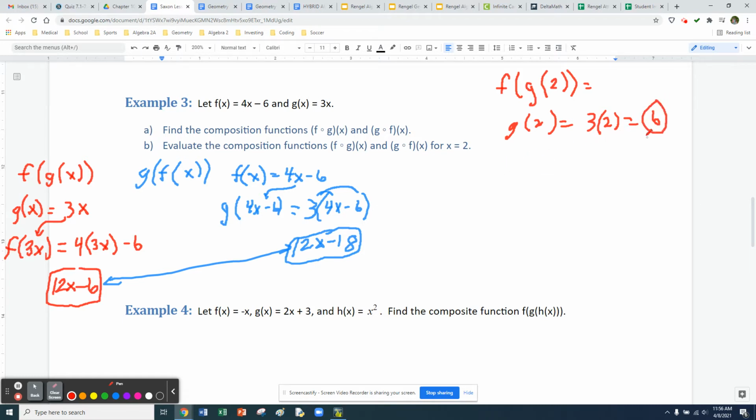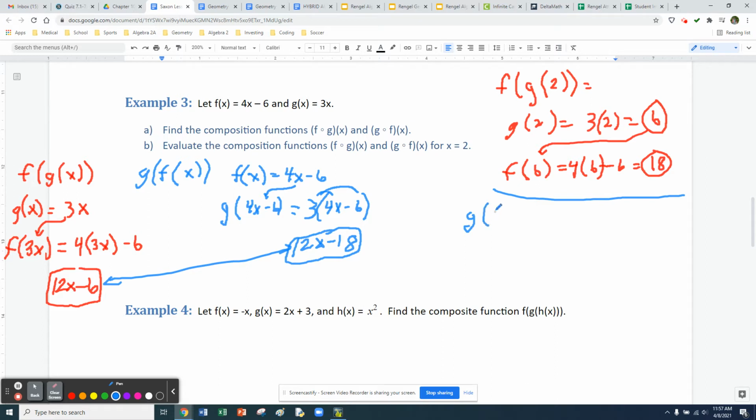Then that output now becomes my new input into my f function. So remember, you're always doing your function on the inside first. So f of 6 now is going to be 4 times 6 minus 6. And that's going to end up being 18. So there's our final result after running the function through twice. Secondly, we'll take our g of f of 2 and just show that it does give us a different result.